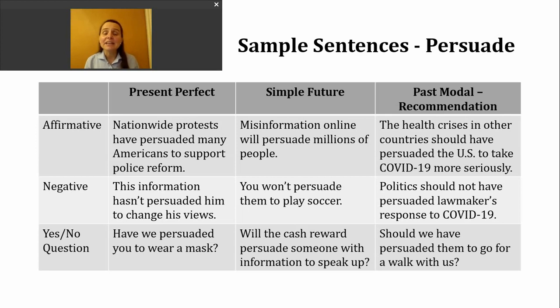If I want to make a negative sentence in simple future, I'm going to use will not and then my base verb. You might hear native speakers use the contraction won't. Here's an example. You won't persuade them to play soccer.